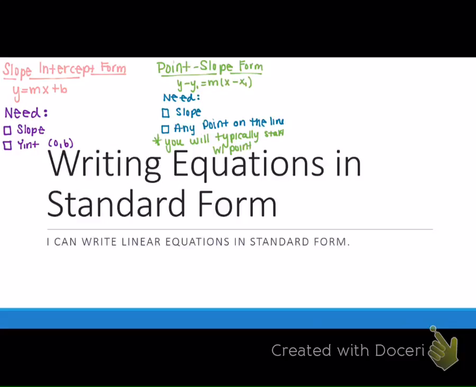Now, that's not true of word problems. When it comes to word problems or context problems, you'll either use slope-intercept form or standard form. But when we're talking about just general rote skill problems, you'll typically start in point slope.